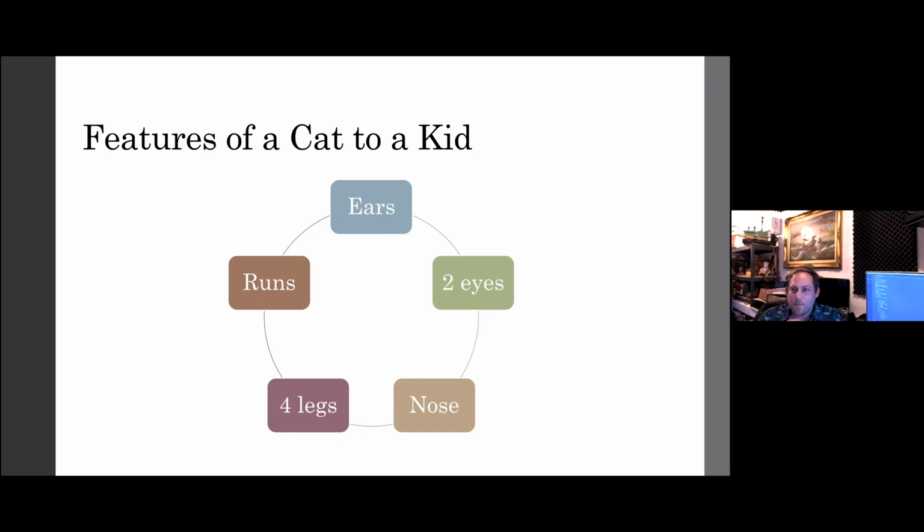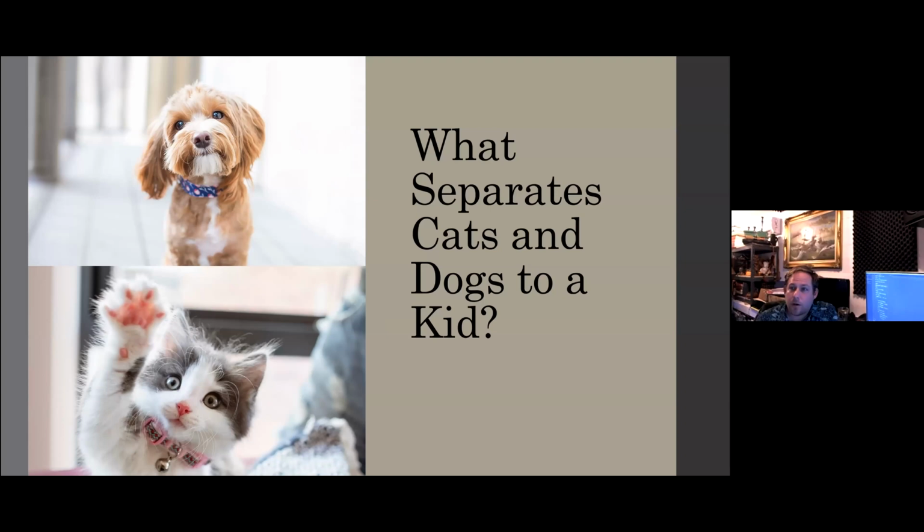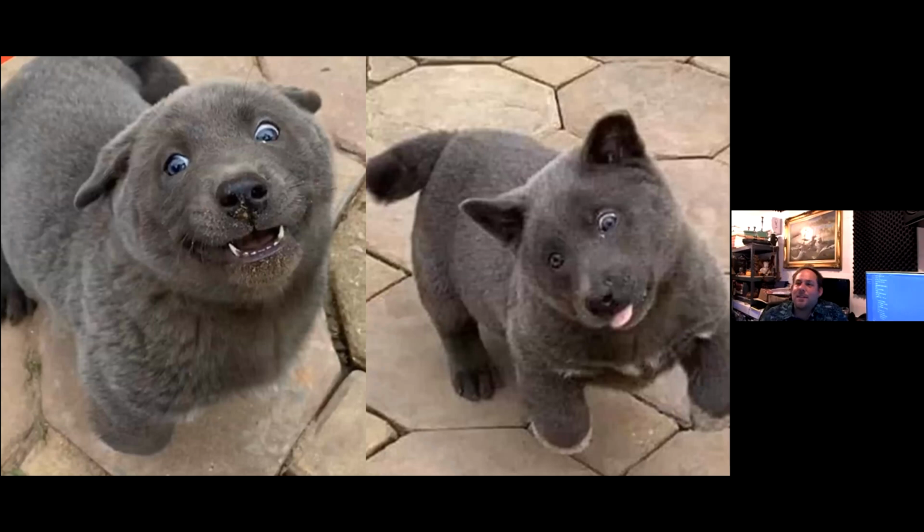Now we have a problem. Those features are basically identical to the features of a dog that we just laid out a second ago, right? And so what separates then a dog from a cat from a child's point of view? And I found this lovely image on the internet. This is an image that went viral, I think, a couple of years ago.